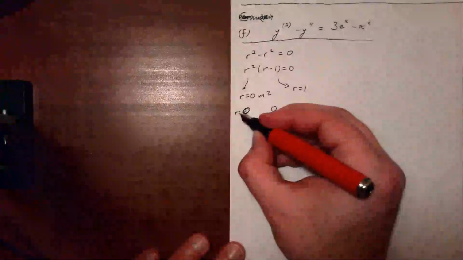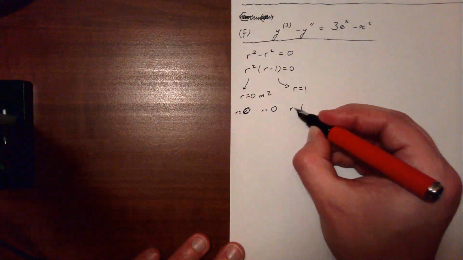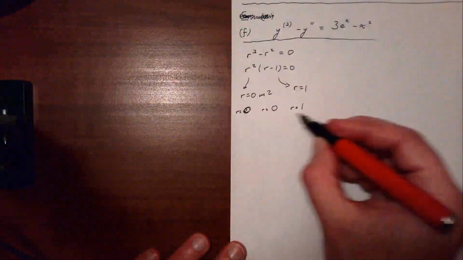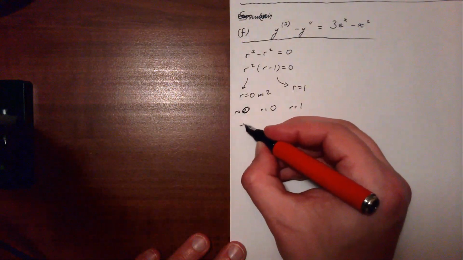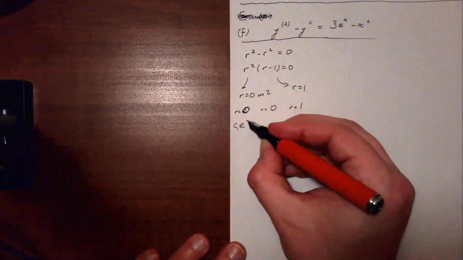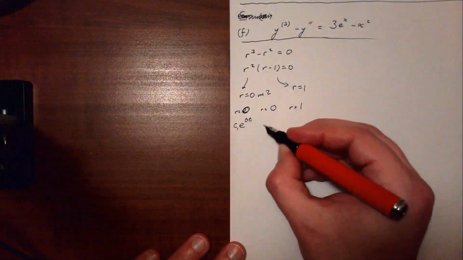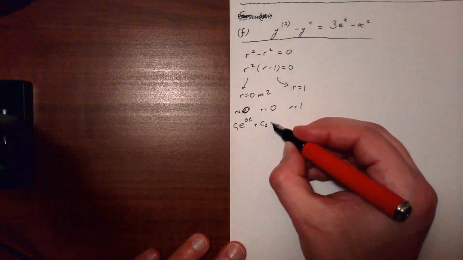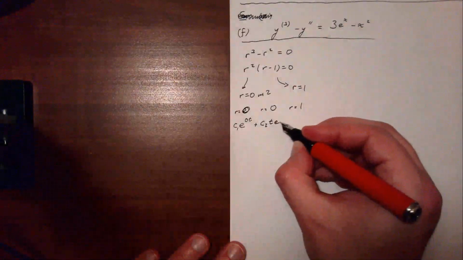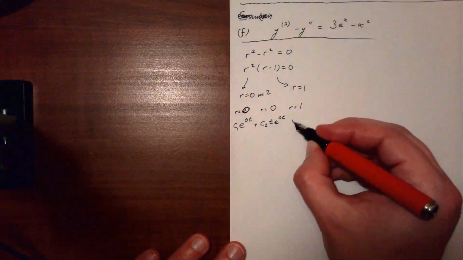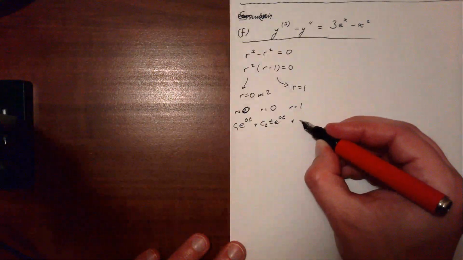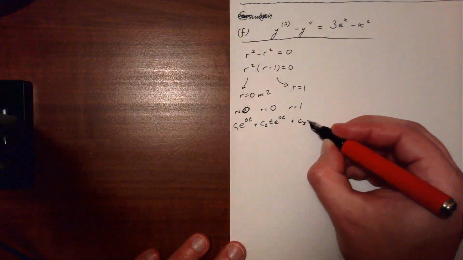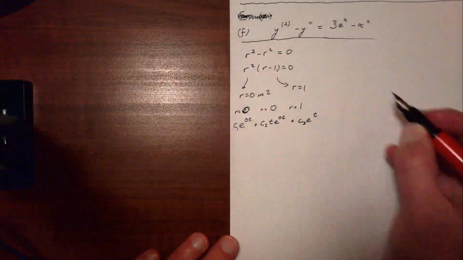So this is going to give us a duplicated version of the e to the 0. So it's going to be c1 e to the 0t plus, this is going to be the duplicated version, so it's going to be t e to the 0t, plus this is going to be just c3 e to the t. So this is going to be our y complementary.